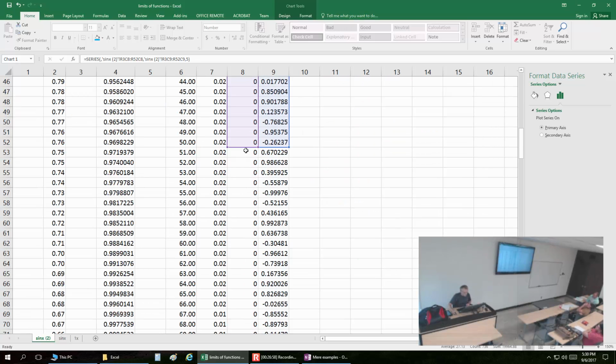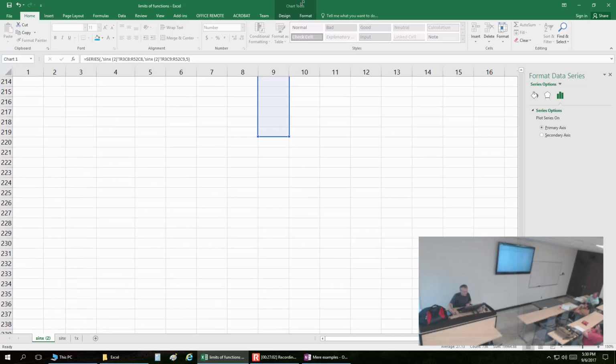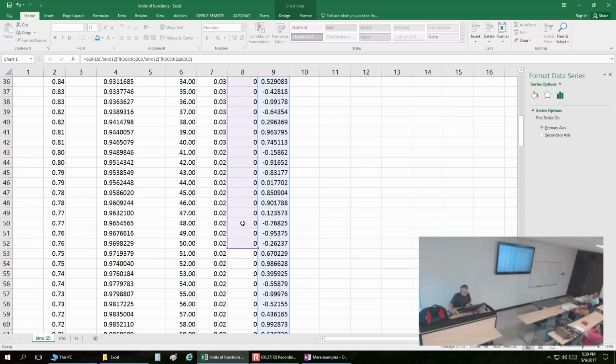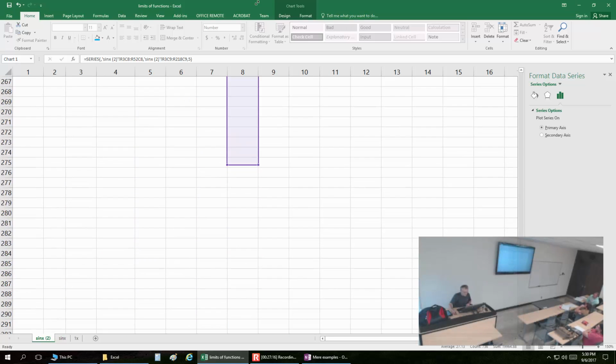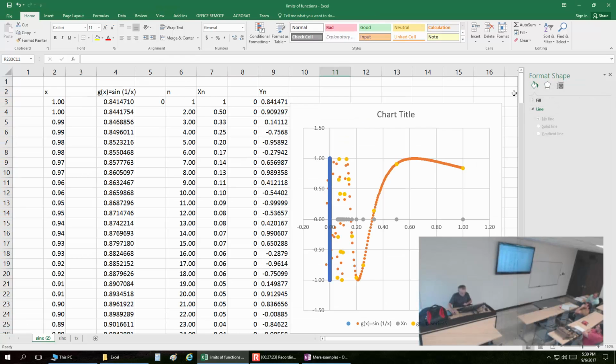So let me do that. I just want to have more data here. More data. Okay, here it is. It is indeed a totally solid line.